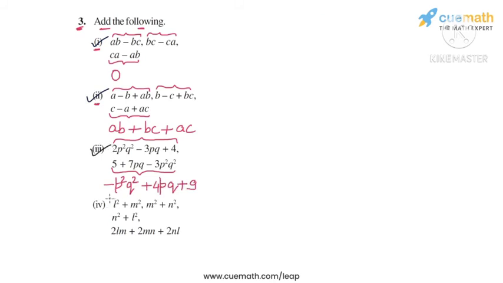Finally, we come to part 4. In part 4, we have 4 expressions. We have L square plus M square plus N square. Then we have N square plus L square. And then we have 2LM plus 2MN plus 2NL. So we will write these 4 expressions one below the other such that the like terms are written one below the other. Okay, so the first expression is L square plus M square.